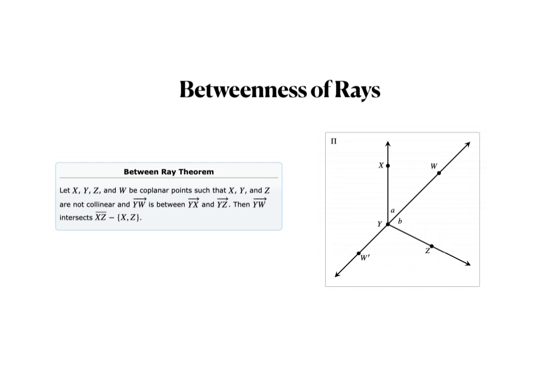And the ray YW here is between the rays YX and YZ. Then the ray YW must intersect the segment that connects points X and Z, but that does not include either of those endpoints. And you can see here that that would definitely be the case. Ray YW must intersect that segment. It would not intersect either X or Z. If it did, it would not be between these two rays. If you'd like to see this proven, it's on page 66 for your reference.